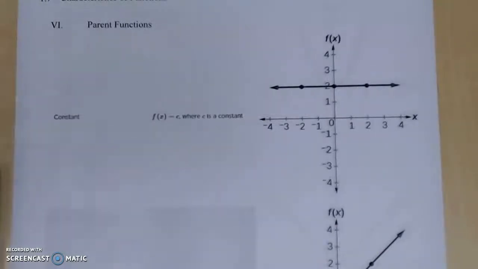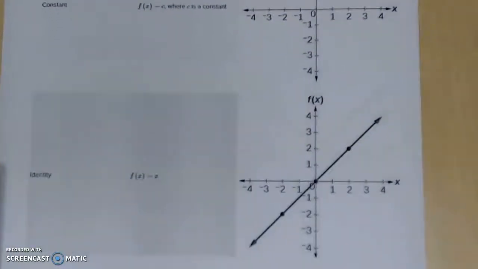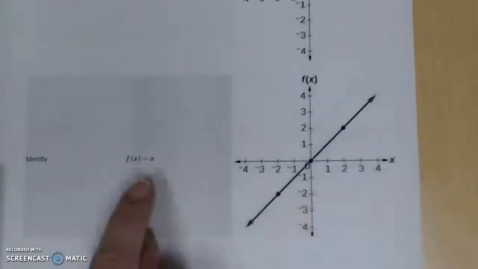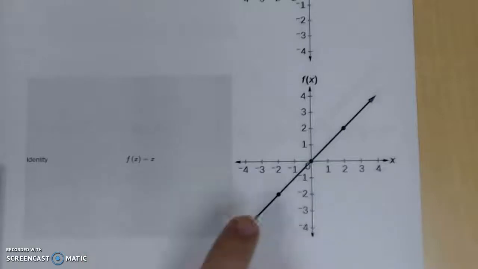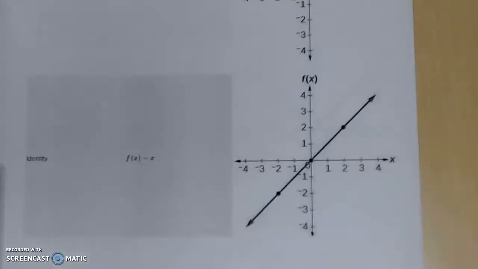So I'm going to show you this. Now, constant, I particularly do not count this as a parent function because it's just a horizontal line. I'm more inclined to look at the identity or a linear function. And in knowing these, I would like you to know the equation and the graph because we're going to work with these and see how everything comes back to it.